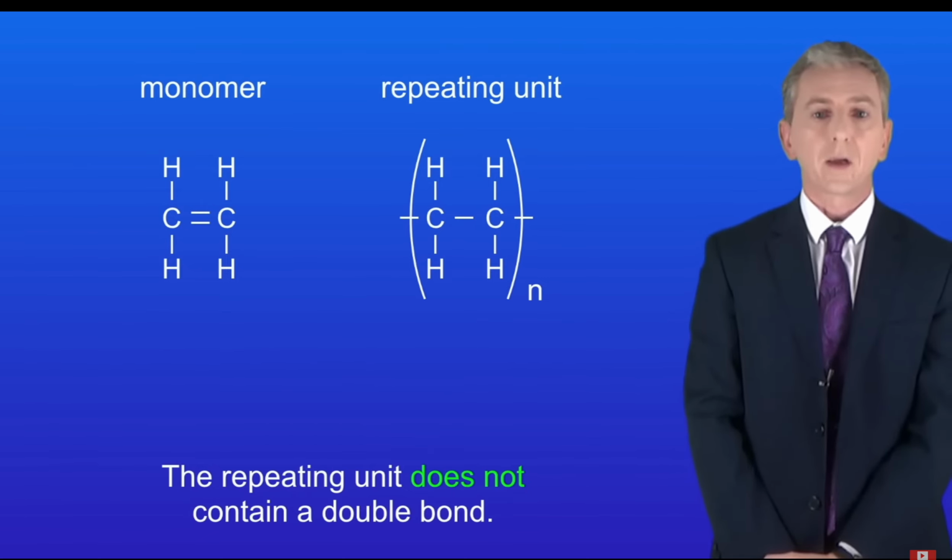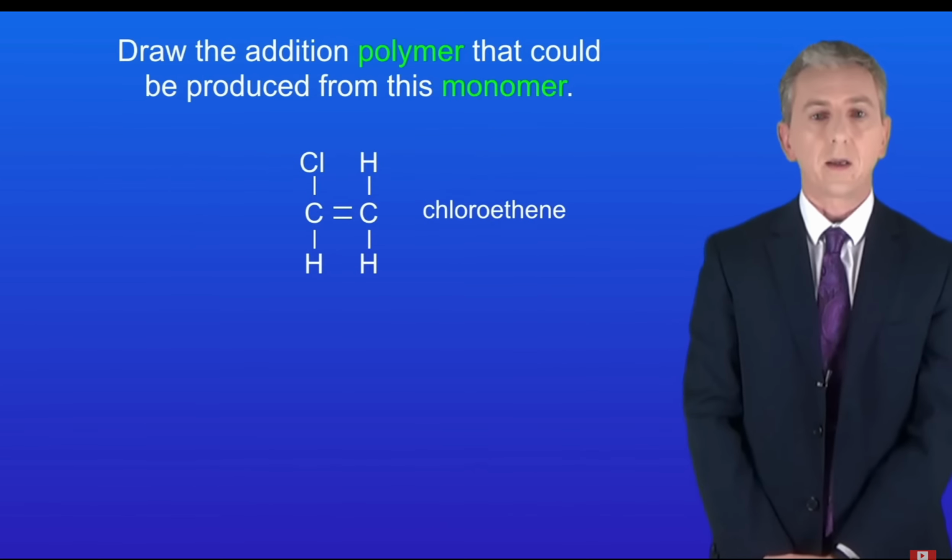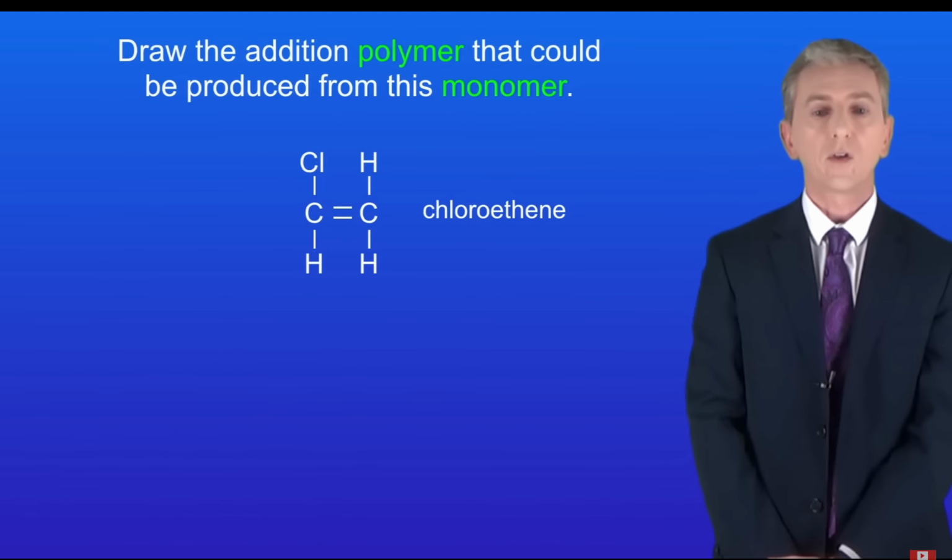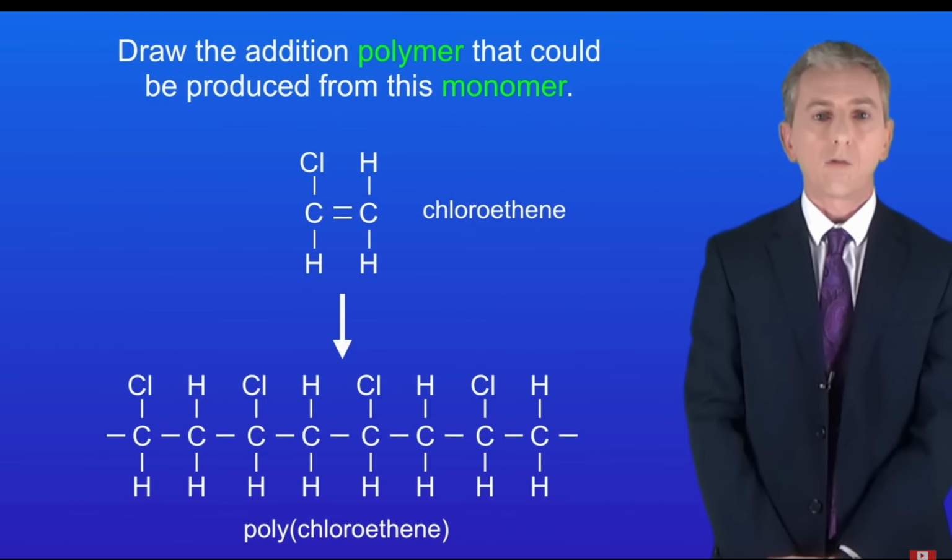Now, in the exam, you could be asked to draw a polymer given an alkene monomer. Here's a question for you to try. Draw the addition polymer that could be produced from this monomer. So pause the video and try this yourself. Okay, the monomer is chloroethene. So the polymer is polychloroethene, and I'm showing that here.